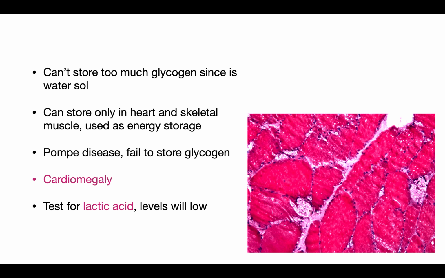What's going on? You can't store too much glycogen in the muscle or in the fat because it's water soluble. So you can only store it in the heart and the skeletal muscle, and those are used as extra stores of energy. In Pompe's disease, there's no way to break down the glycogen, so cardiomegaly will occur. There's the test for lactic acid, but it's going to be low because there's no glycogen to be converted to lactic acid.